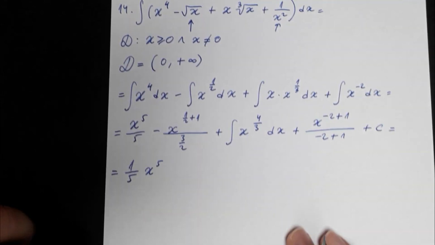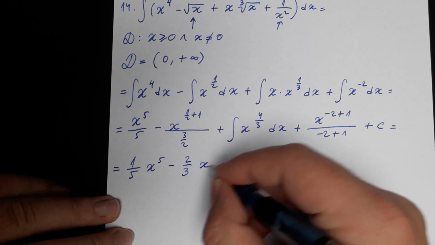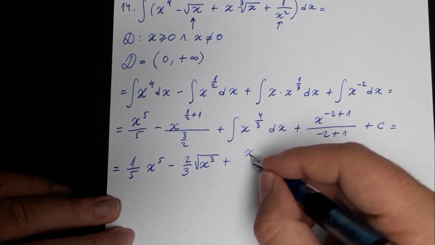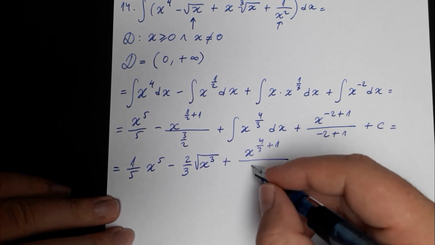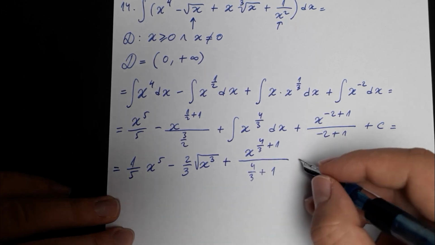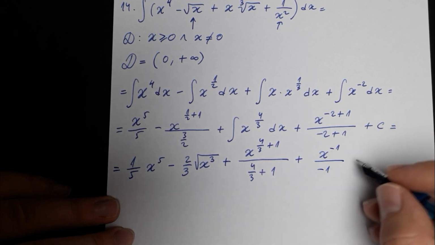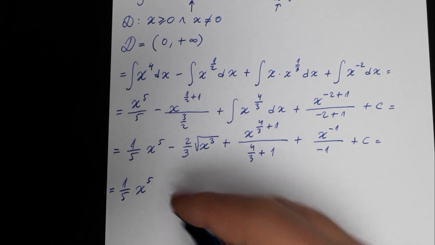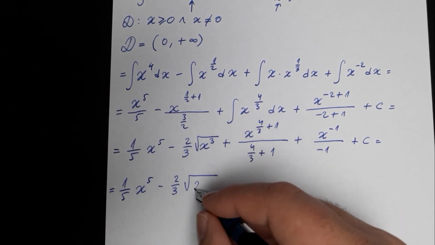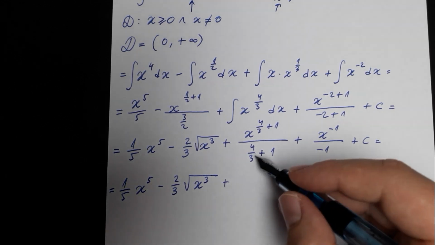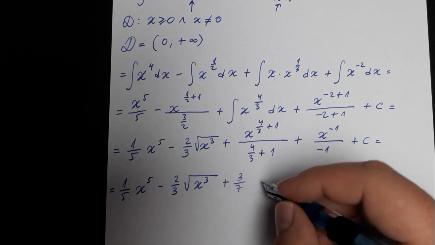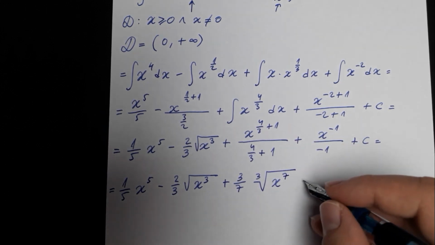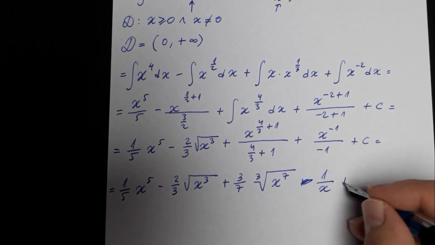which is equal to 1/5 of x to the 5th power minus 2/3 of the square root of x cubed, plus x to the 4/3 plus 1 power divided by 4/3 plus 1, plus x to the power negative 1 divided by minus 1 plus c, which is equal to 1/5 of x to the 5th power minus 2/3 of the square root of x cubed plus 3/7 of the 3rd root of x to the 7th power minus 1 divided by x plus c.